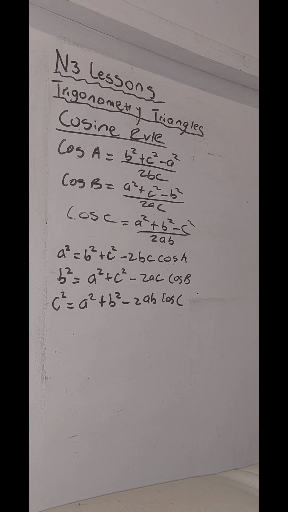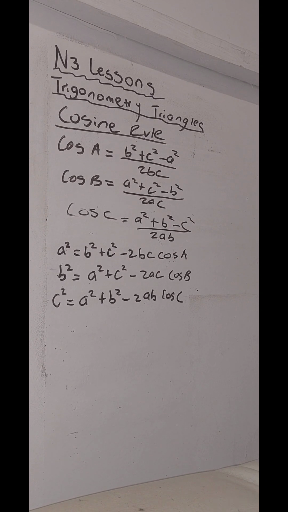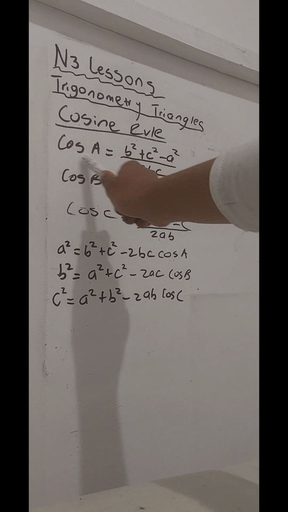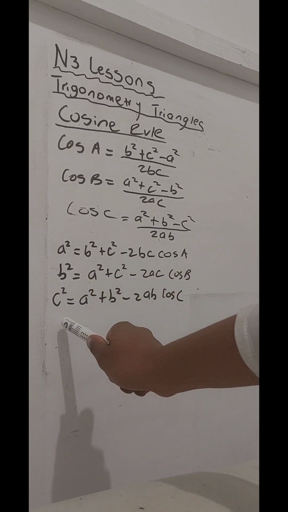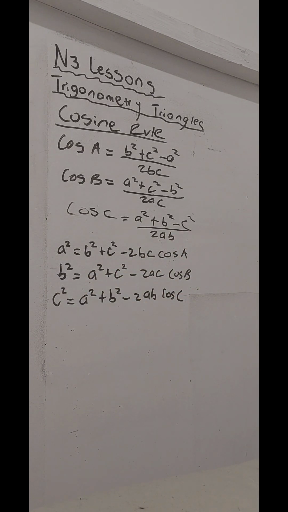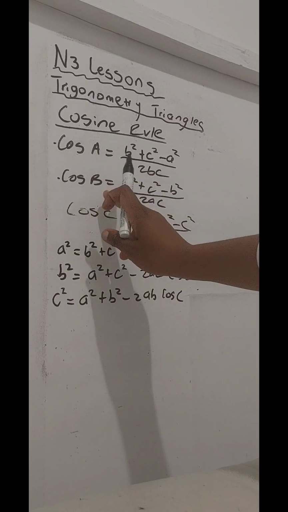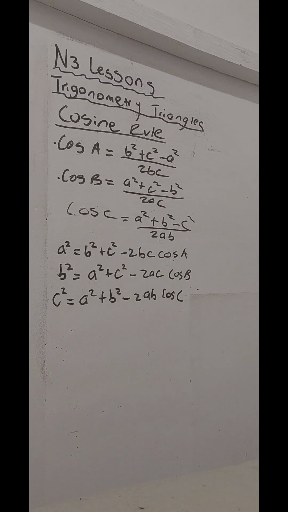And now we are talking about the last rule when we are calculating trigonometric triangles, and it is the cosine rule. This is for when we are solving for angles, and this is for when we are solving the sides. When we are dealing with the cosine rule, we can be given two angles and one side, or we can be given all three sides. It's either three sides or two angles and one side.